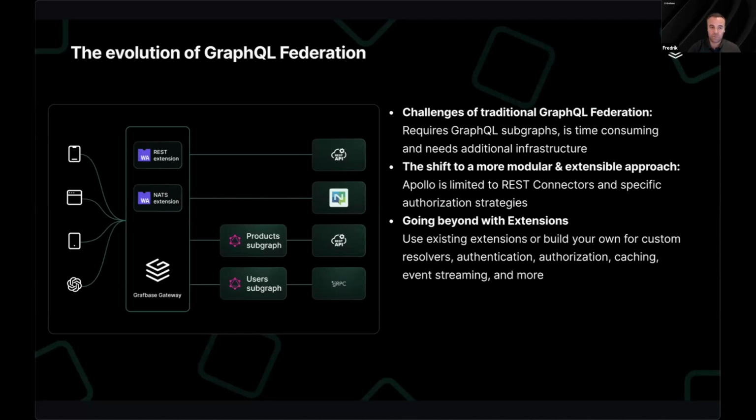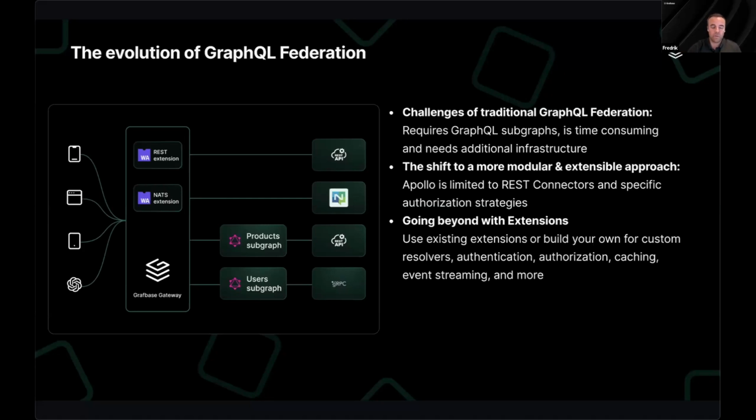Apollo has a feature called REST connectors, which you might have heard of, that launched last year. It's a great feature, but it's limited to REST, and it's limited to the directives and functionality they provide. The extensions go beyond this by enabling you to build your own directives that can talk to, for example, databases, REST APIs, pub/sub, or even write your own custom auth logic, event streaming, or caching.